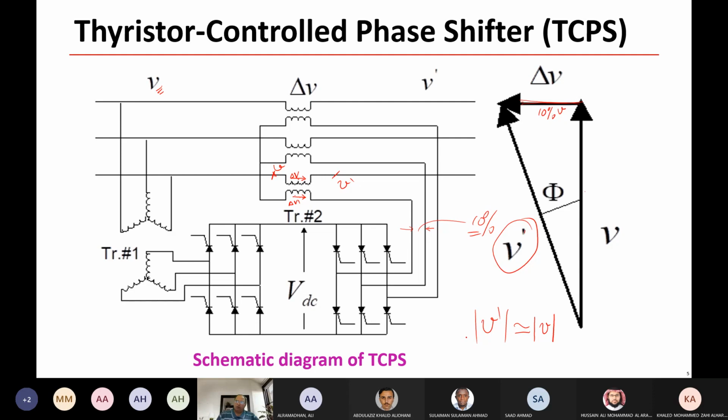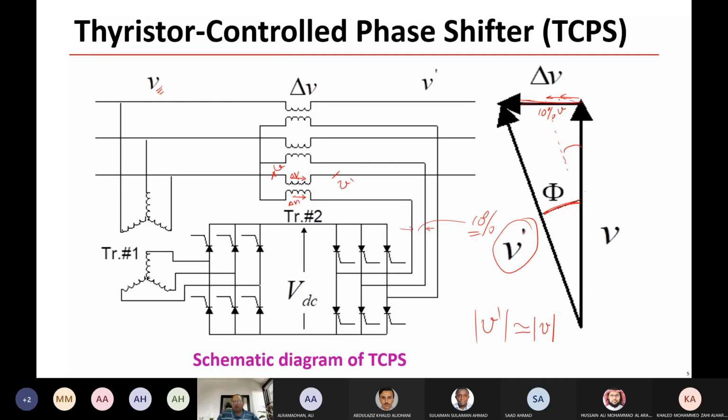Approximately equal to V. Okay? But the angle now of V prime is shifted by angle phi. And this angle phi depends on this voltage, if it is 10% or 1% or 5%. So you can have different angles. You can control this angle by controlling the magnitude of delta V.